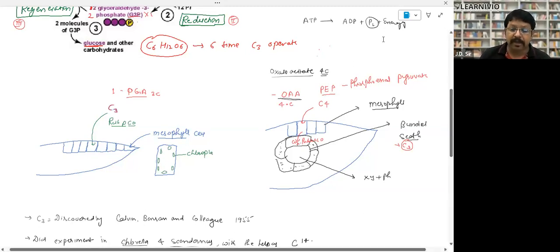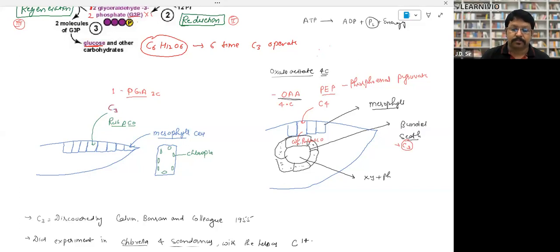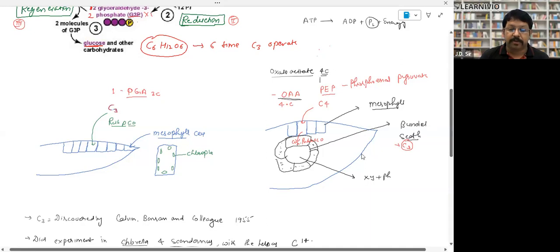So here what happened? The carbon dioxide is taken by PEP. Then the C3 cycle goes on inside, means Rubisco is found and C3 cycle is found inside the bundle sheath cell, right? So that's how the reaction takes place in 2 parts. Is it clear or not? Yes, sir. Note down this diagram right now.